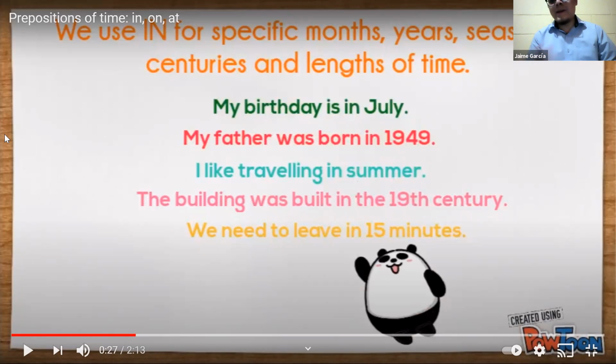My father was born in 1949. Okay, this is a year. I like traveling in summer. Summer is a season. The building was built in the 19th century. We're talking about a century here. And we need to leave in 15 minutes. 15 minutes is a length of time. So in 15 minutes, in 5 minutes, in 3 minutes, in 10 minutes, you name it.